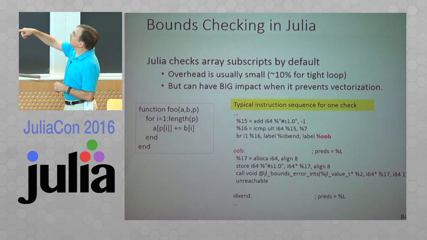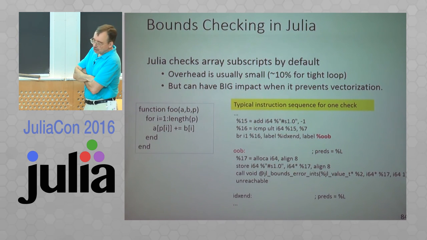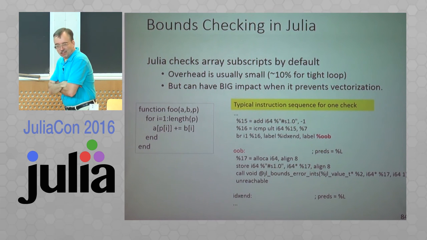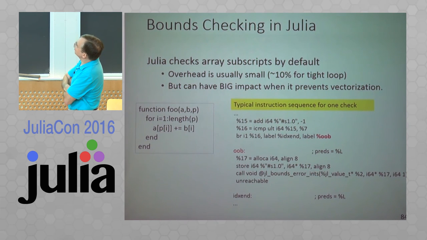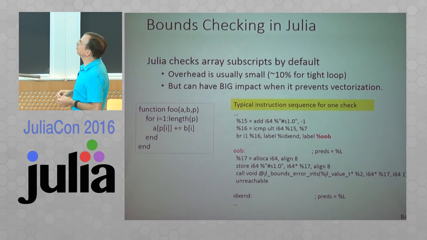Here's a function, and you can see the code generated for the bounds checking. It looks really scary because it generates all these comparisons. It basically subtracts 1 from the subscript to turn it into a zero-origin subscript, then compares against a bound using an unsigned comparison. It's this hack that basically compares against 2.